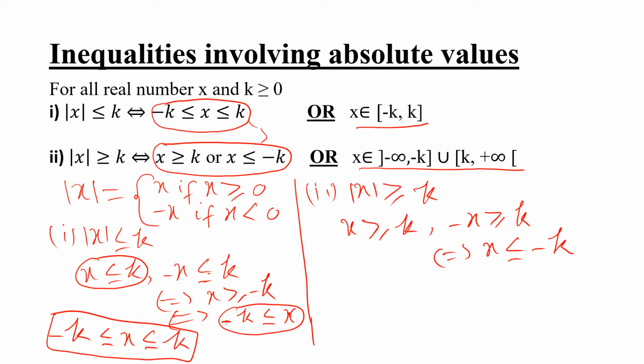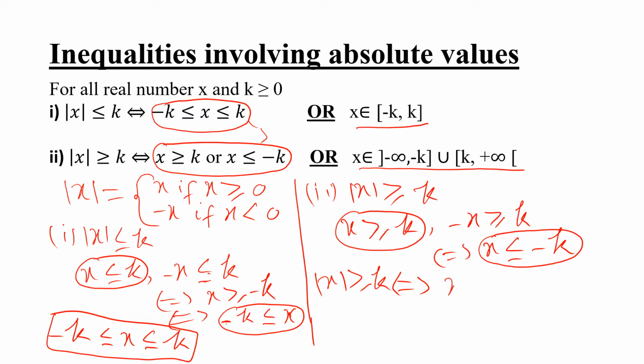As you see, we have this inequality here and this one, and we are not able to combine them into one. Then the conclusion is that the absolute value of x greater than or equal to k is equivalent to x greater than or equal to k, or x less than or equal to negative k.